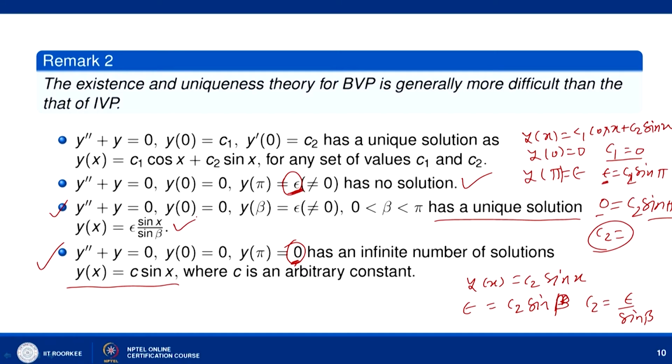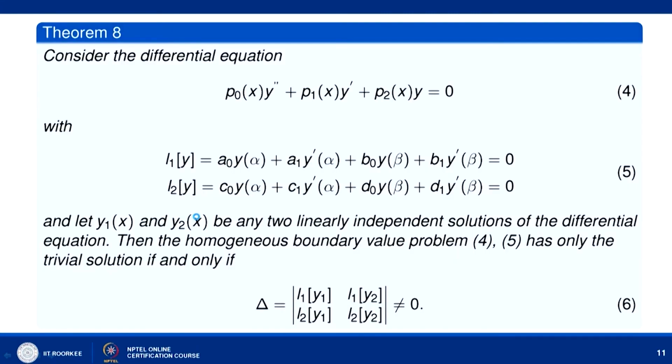So it means that if you change your boundary condition a bit, you have all the cases: no solution, unique solution, and infinitely many solutions. So here we have to look at our existence and uniqueness theory in a very careful manner. So now let us start with the simplest possible cases.